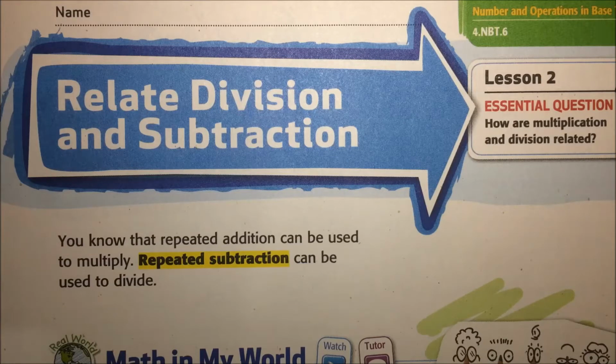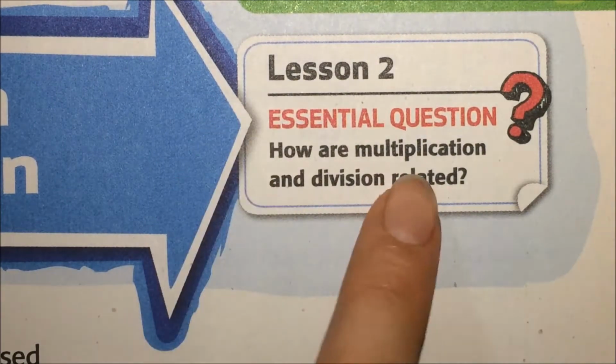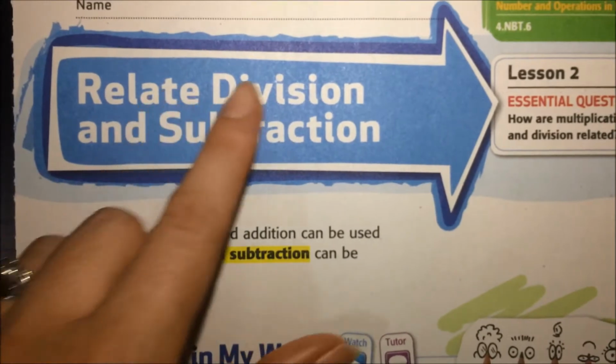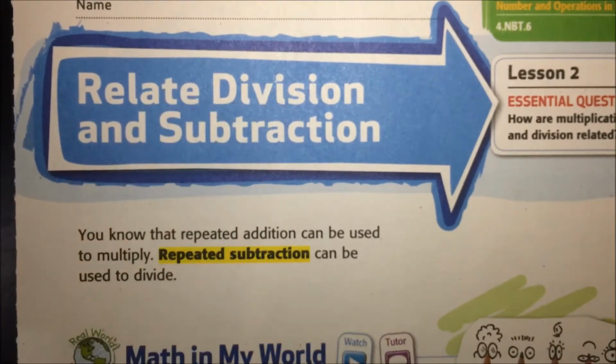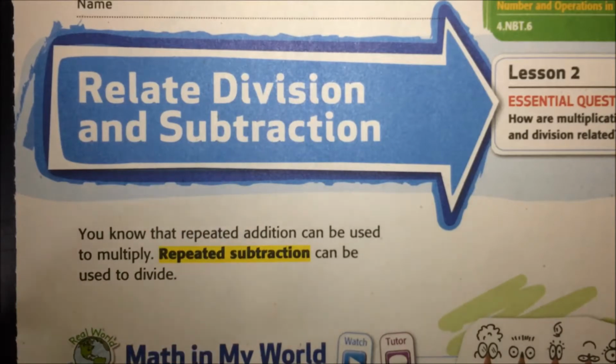Welcome to Chapter 3, Lesson 2, Relate, Division, and Subtraction. The essential question for the whole chapter is how are multiplication and division related? But today is about division and subtraction. The essential question at the end, on the hot problems, is going to ask you about this. How are these two related?